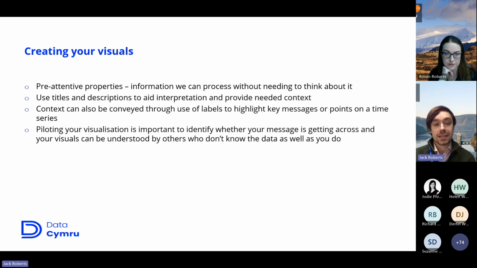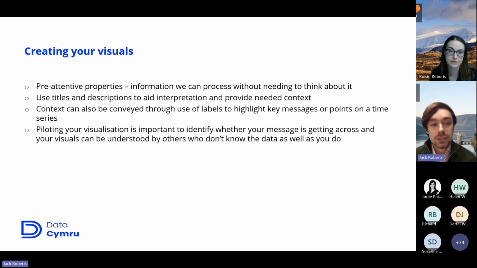So pre-attentive properties refers to information that we can process without necessarily needing to think too much about it. This is information that once we see it, we understand exactly what's going on without needing to make that thought process. And I'll talk in a moment about what we mean by pre-attentive properties.